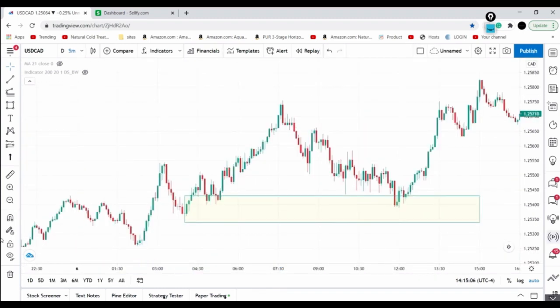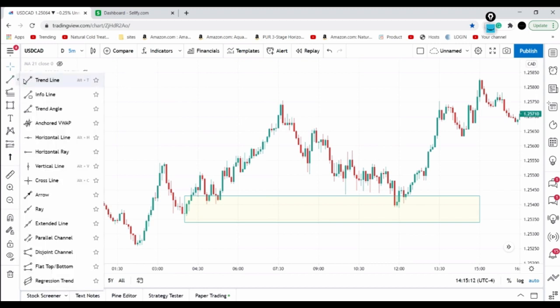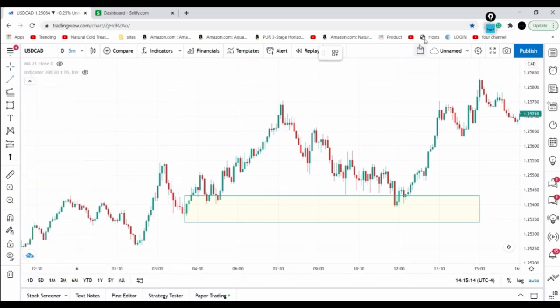Okay guys, so this is the small pullback right to that last candle, and what I see is a nice correction. So you can tell that the market is in a correction phase. Let me show you real quick. Now you can tell how the market's going down. It's very weak, and you can tell it's in a correction phase because it's chopping.